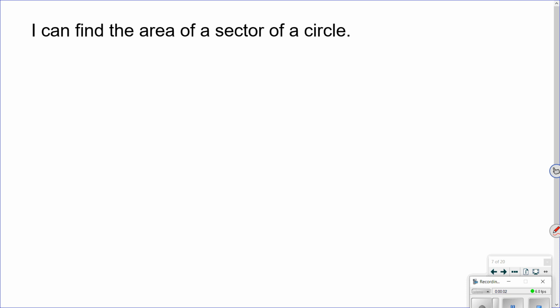Okay, so 11.2 is our learning goal here. I can find the area of a sector of a circle. So we'll talk about what a sector of a circle is. This actually, if you understood 11.1, this section will be super easy for you.